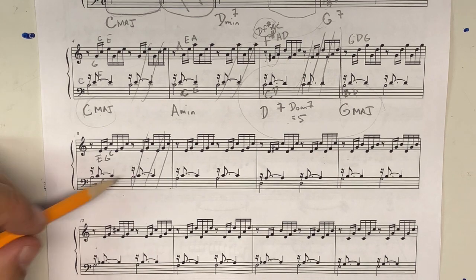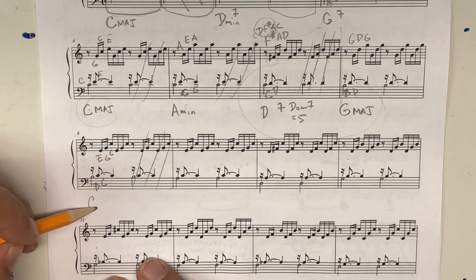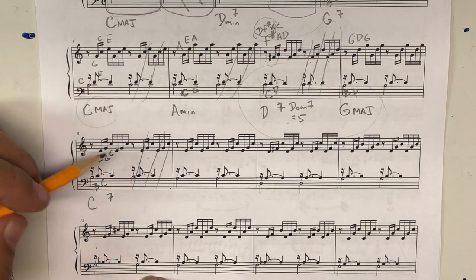B, D, F, A? No. Four notes, so it's got to have a 7th on it. Is it a C chord? C, E, G, B. That works, right? I think this is some kind of 7 chord with a C. But let's just check out the other notes.